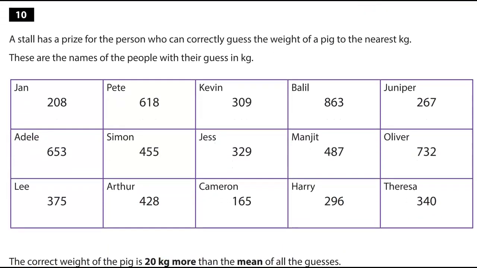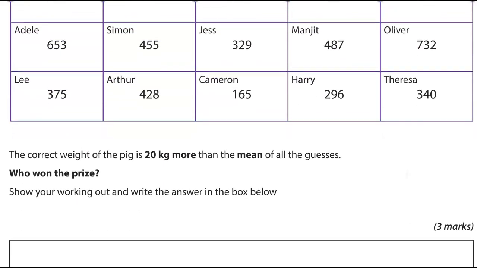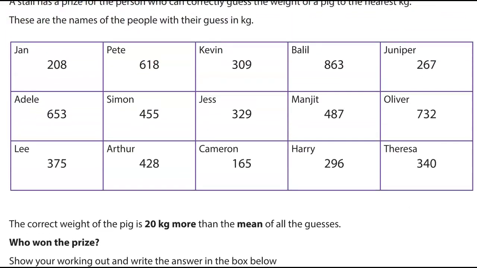A stall has a prize for the person who can correctly guess the weight of a pig to the nearest kilogram. These are the names of the people with their guess in kilograms. The correct weight of the pig is 20 kilograms more than the mean of all the guesses. Who won the prize? Show your working out and write the answer in the box below. So what we're going to need to do is add all of these guesses together, all the numbers, and then divide by how many there are.